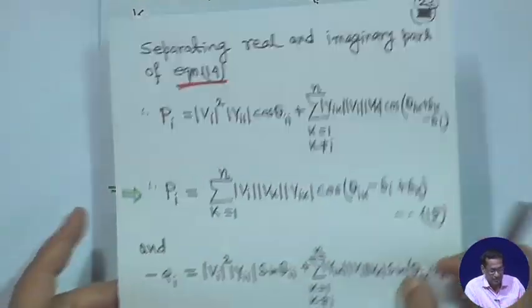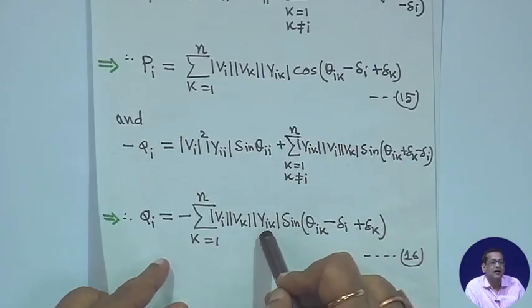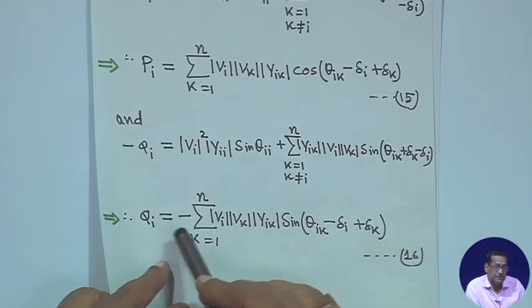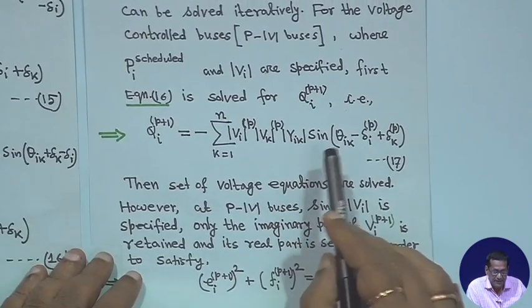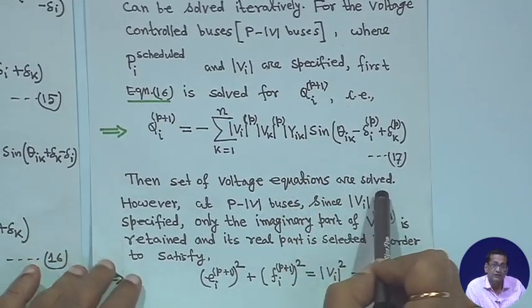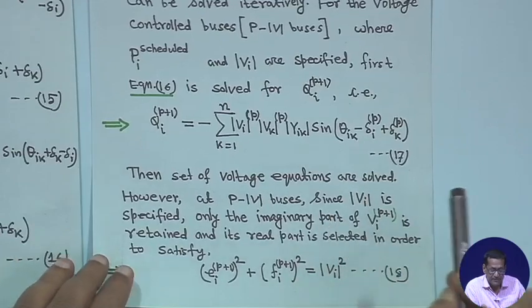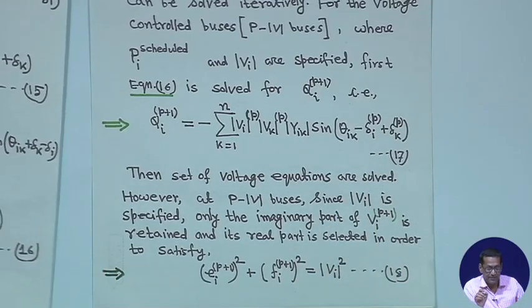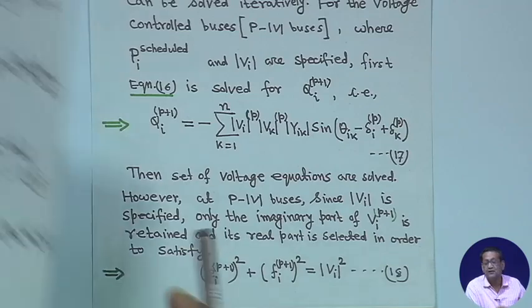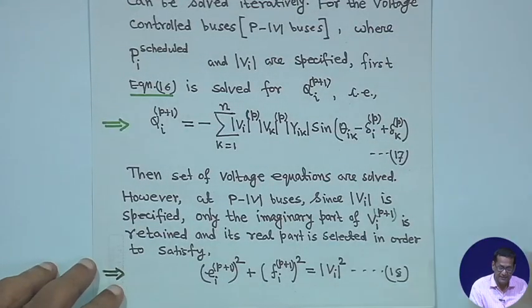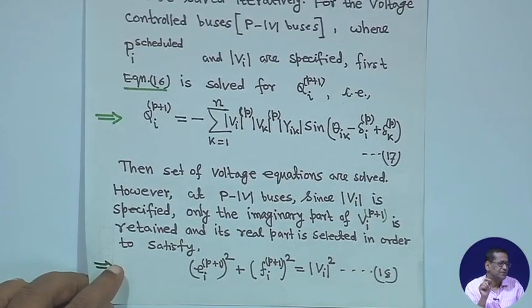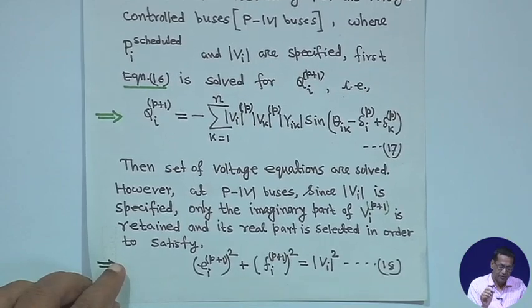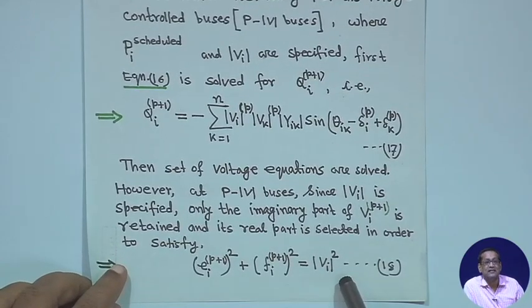That means this is required for PV bus consideration in the Gauss-Seidel method; the computation of this one is required first. Then the set of voltage equations are solved. However, at PV buses V_i is specified, so only the imaginary part of V_i^(p+1) is retained and the real part is selected in order to satisfy this. Actually, suppose the ith bus is a PV bus; my objective is to make the voltage magnitude remain constant.